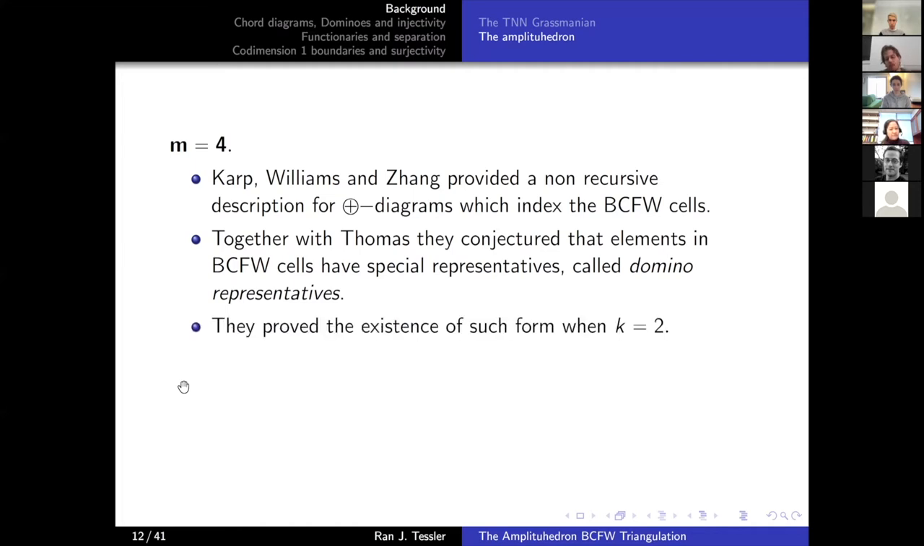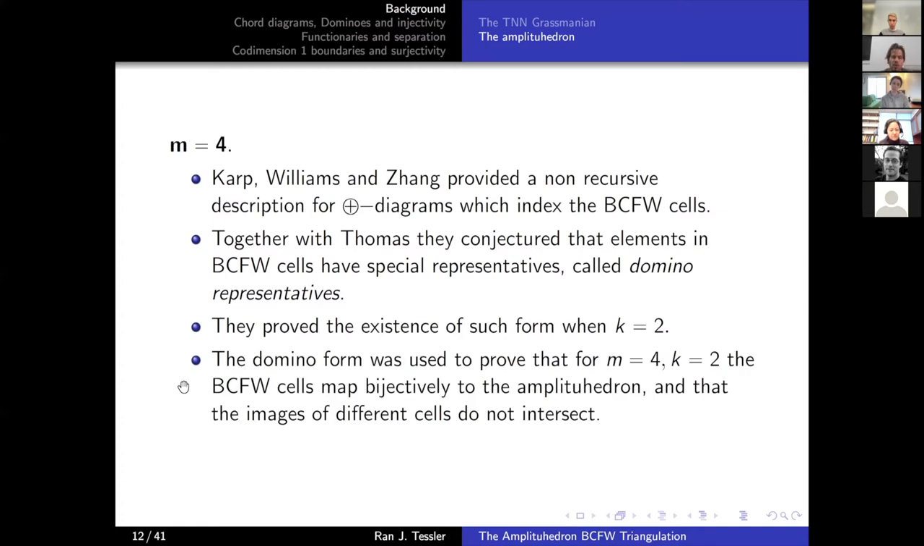And they proved the existence of this form for k equal 2 and used it to show that in k equal 2, the BCFW cells indeed map bijectively to the amplituhedron, and that different cells map to disjoint subsets of the Grassmannian. Okay, so other questions so far? Okay. So I will now move to describe our proof.